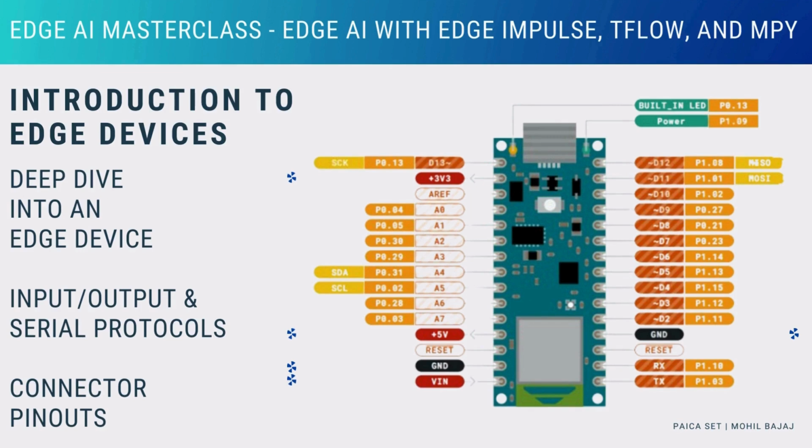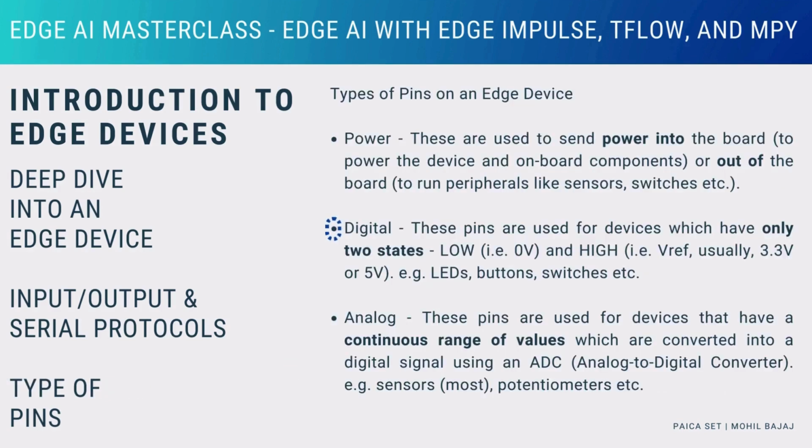Next are the 3V3 and 5-volt pins. These output stable regulated voltages of 3.3 volts and 5 volts and are used to power various external input and output components. And finally, we have the ground pins, which complete the circuit by providing a return path to the power supply. Those were the power pins.